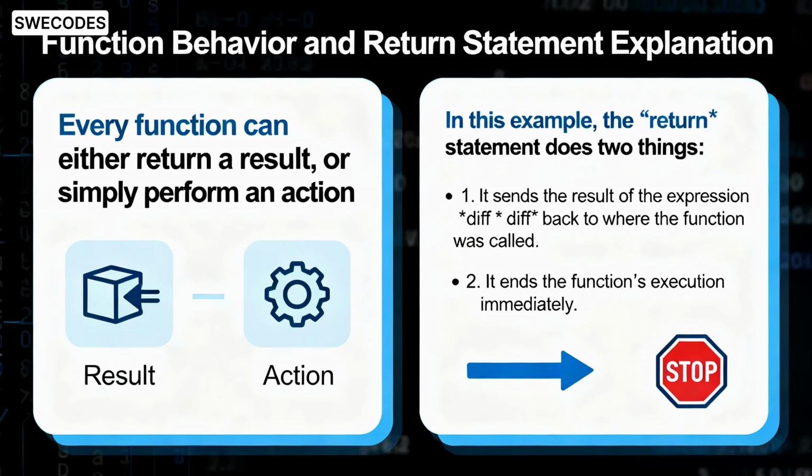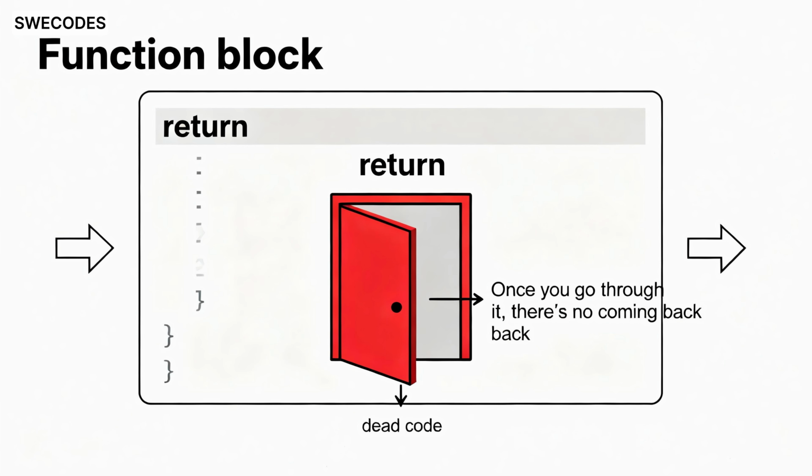Every function can either return a result or simply perform an action. In this example, the return statement does two things. One, it sends the result of the expression diff asterisk diff back to where the function was called. Two, it ends the function's execution immediately. Any code that appears after a return statement will never be executed, and we call that dead code. So whenever you design a function, think of return as the exit door of the function. Once you go through it, there's no coming back.